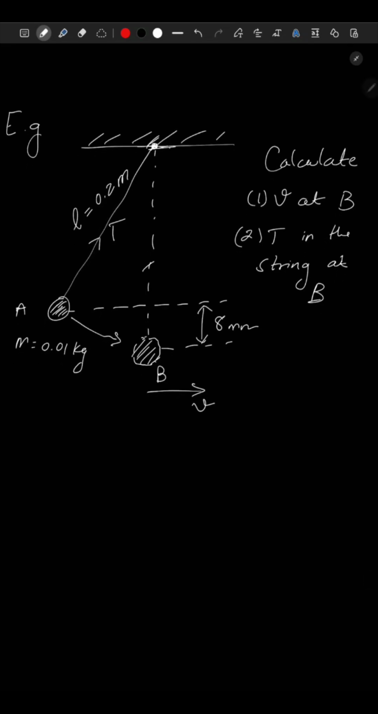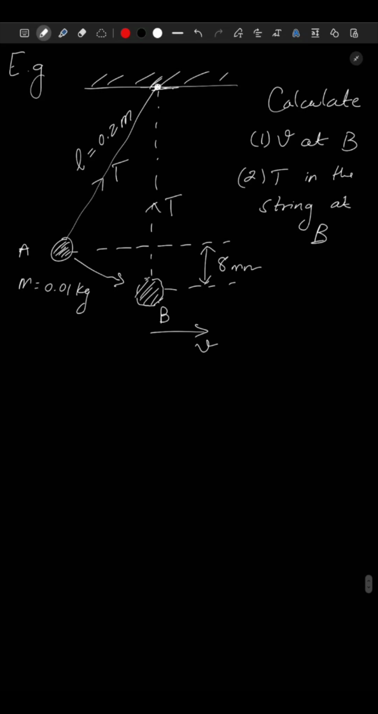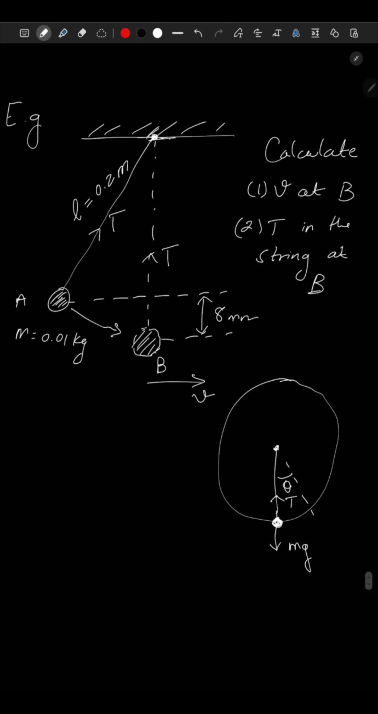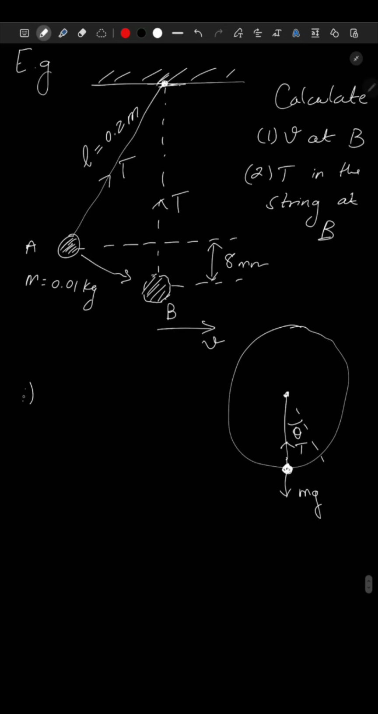So remember that the tension here is the centripetal force. So it is at position B, which means that in the vertical circle, it would be here, when the angle theta is 0. At this position, we have T and we have mg in the opposite direction. So let's find V at B, the velocity at which it passed through B.